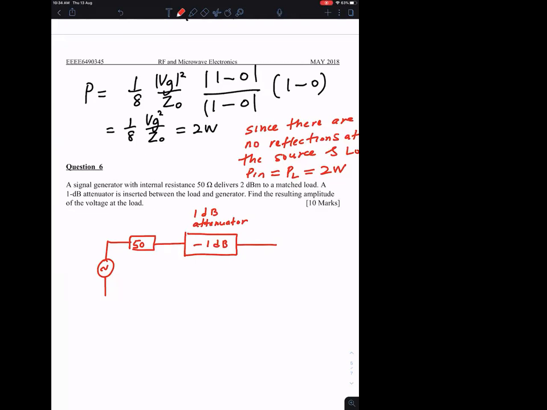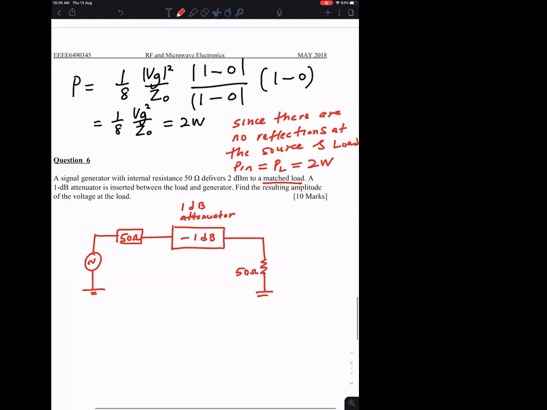What does it mean by matched load? Jeff? Matched load means what? 50 ohms, sir. Okay, 50 ohms, right? That means it's matched to the source. So good. It is a matched load, 50 ohms. Find the resulting amplitude of the voltage at the load.